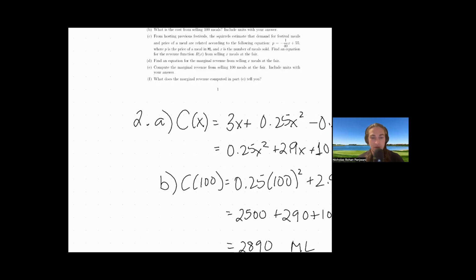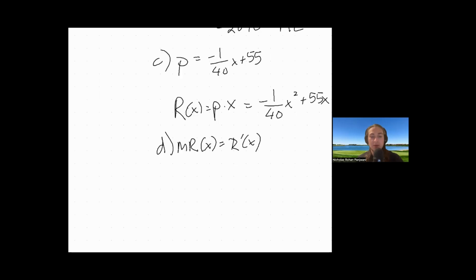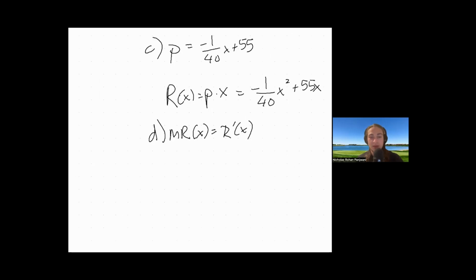Okay. Now we have a new concept. Marginal revenue is simply equal to the derivative of the revenue function. Marginal revenue is the revenue gained from selling an additional unit, selling the next unit. So we have that equal to just taking the derivative of that. 2 times negative 1 over 40 is negative 1 over 20.